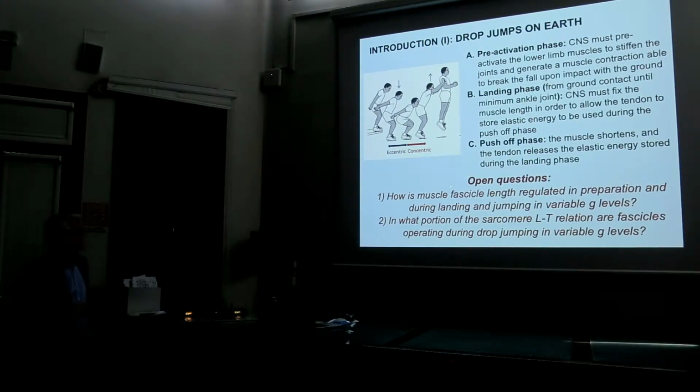So we wanted to address two questions. How is muscle fascicle length regulated in preparation for landing and jumping at variable G levels? And then, in what portion of the sarcomere length-tension relationship are fascicles operating during drop jumping at variable G levels?